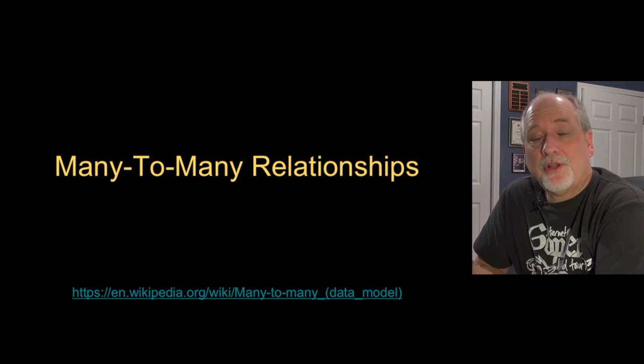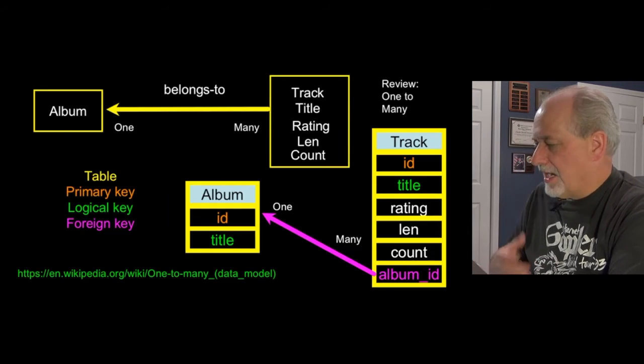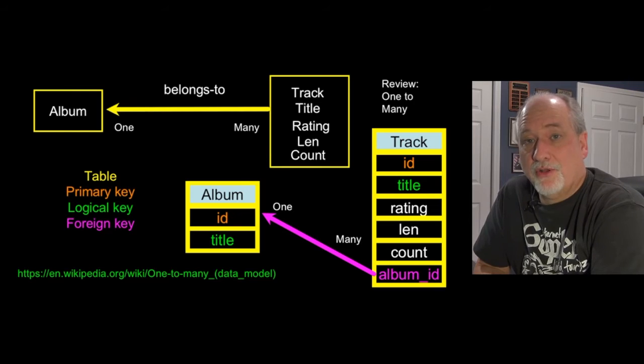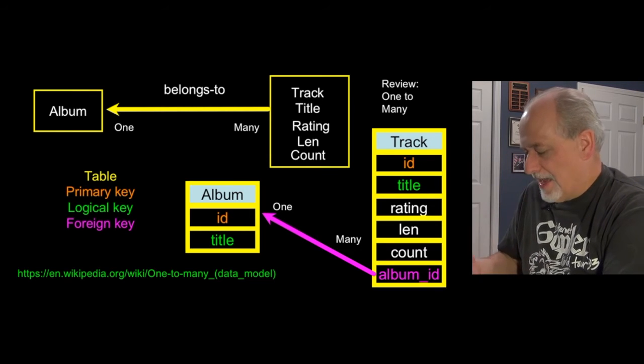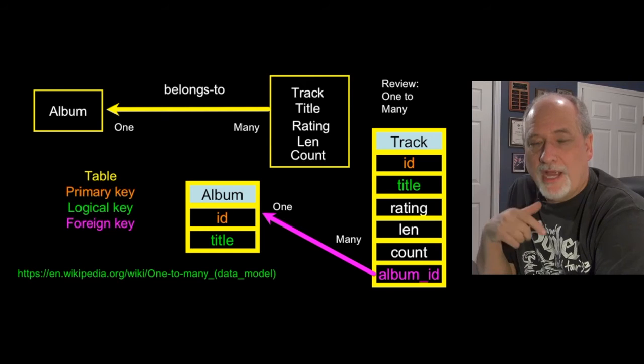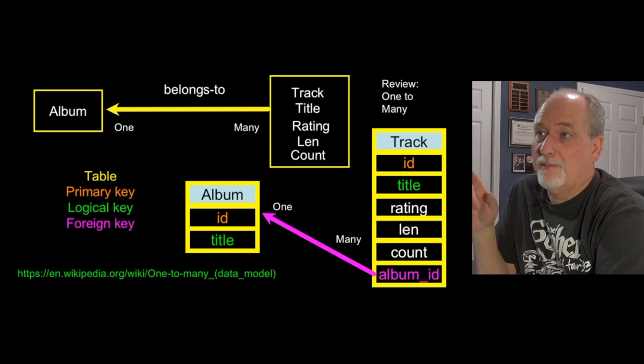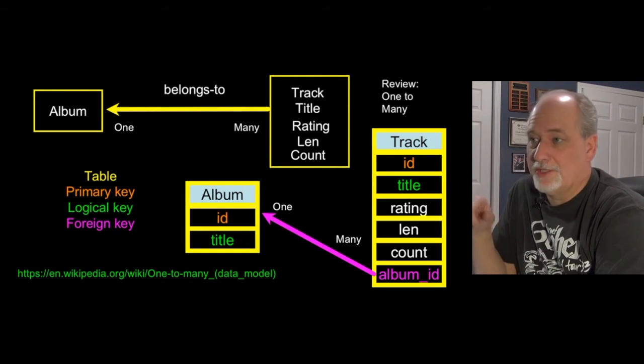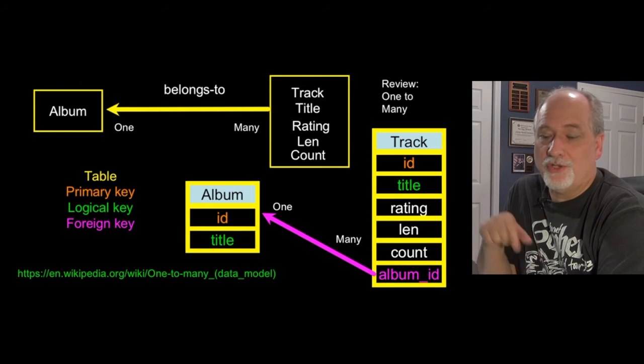So our last major topic is called many-to-many relationships. Up till now, everything that we've done is what's called a one-to-many relationship. That is, there are many tracks associated with one album. There are many albums associated with one artist. There are many tracks associated with one genre.